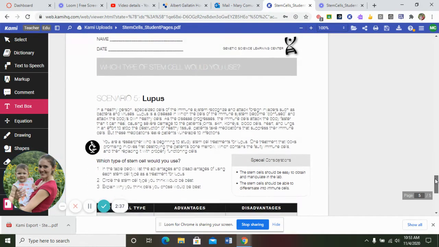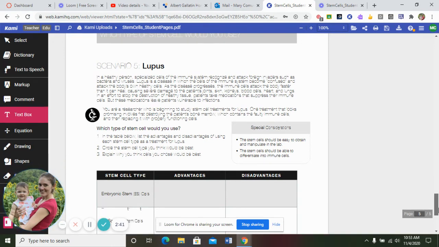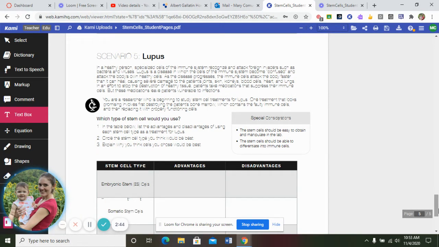So you can pause the video there if you are working on your little part there about advantages, disadvantages, and what type of cell you would want to use. Obviously, if you're making the iPS cells, you probably can't use the iPS cells. They wouldn't be the best ones for that.